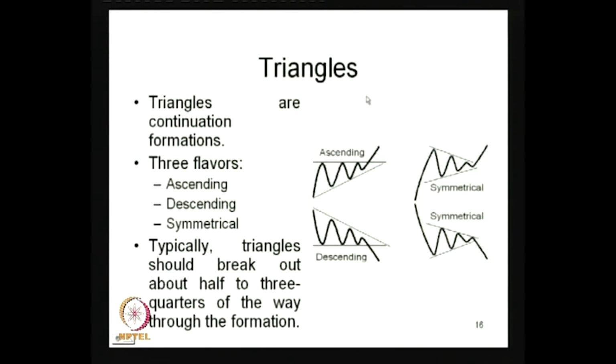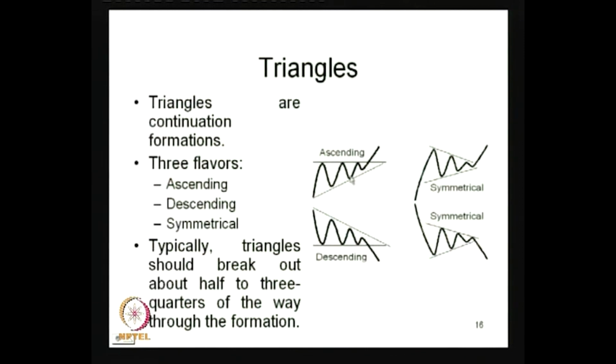Then another type of instrument we use is what we call the triangles. Triangles are basically continuation formations. If you plot these triangles for a particular security's stock price pattern, you will find that these are continuation formations. There are three flavors: one is the ascending pattern, another is the descending pattern, and then you have the symmetrical pattern.